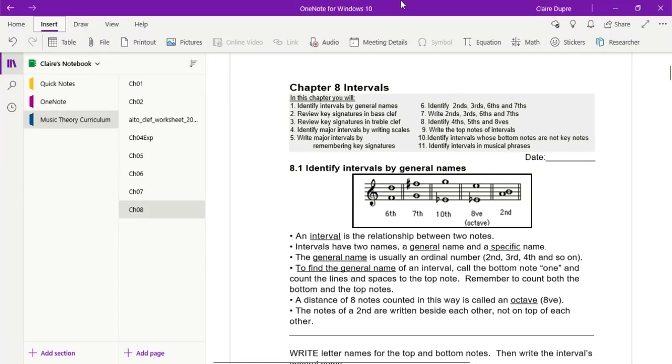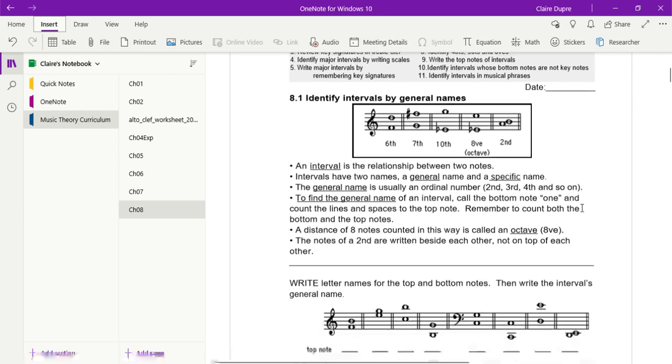Okay, here we are at intervals. I love intervals. They will change your life. You're going to figure out why you're going to sight sing better, you're going to sight read music better, you're going to understand what you're playing better, you're going to understand key signatures well. It's just, intervals are amazing. And it's such a simple concept too.